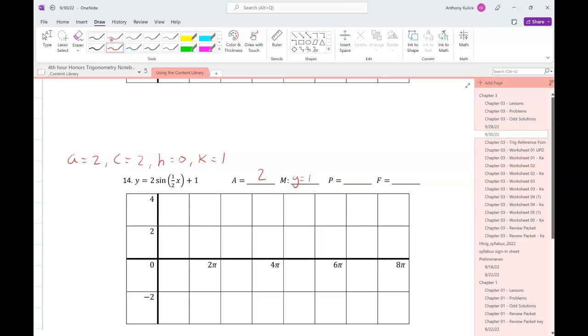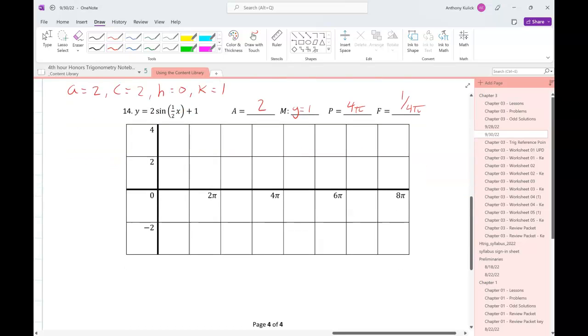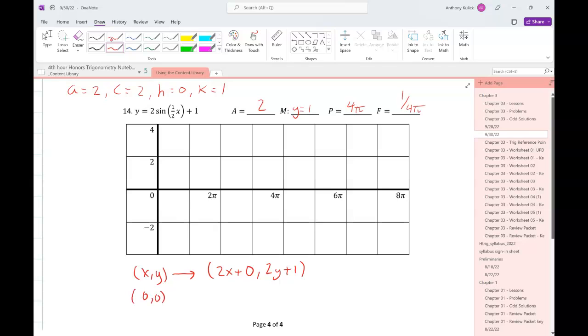Midline is y equals 1. Period is 4 pi. Frequency is 1 over 4 pi. Any questions with how I did those? So the map I'm going to write is going to be 2x plus 0, comma, 2y plus 1. And then I'm going to use my key points for sine.